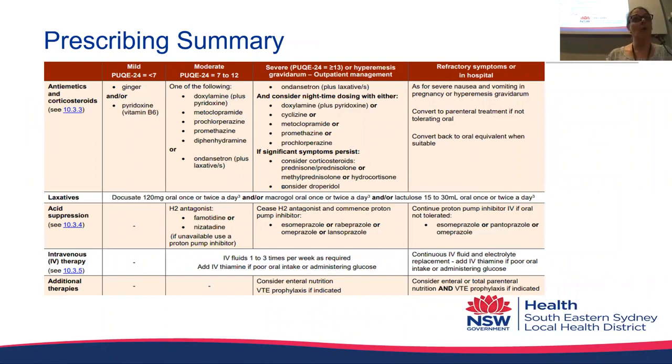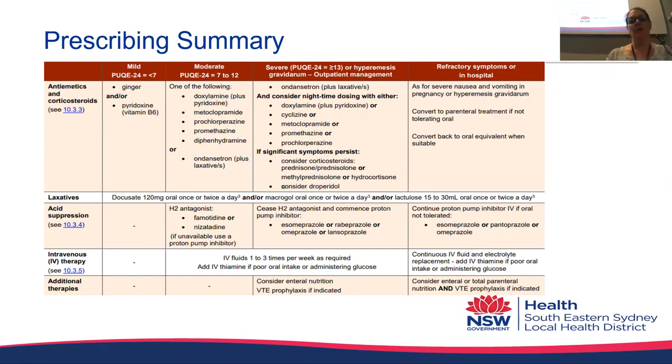Medication management should be based on, but not limited to, the PUQE-24 score and may depend on other factors like blood results and include holistic planning with the woman. As an example, for a woman with mild HG, you might offer pyridoxine 10 to 50 milligrams QID or ginger 200 to 600 milligrams TDS or a combination of both. For moderate nausea and vomiting, a PUQE score of 7 to 12, the recommendation is for one of the following taken orally up to 3 times a day. Restavit, 6.25 to 25 milligrams. Prochlorperazine, 5 milligrams, promethazine, 25 milligrams, or diphenhydramine, 25 to 50 milligrams.